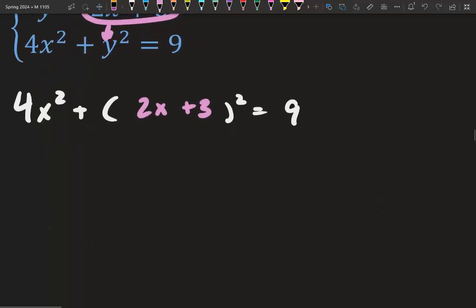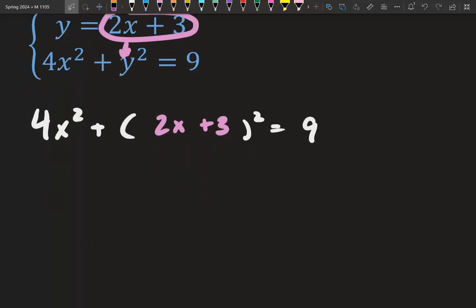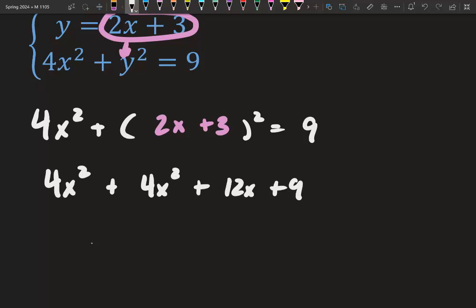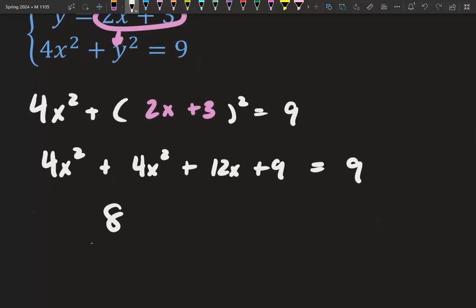Alright, that means we need to square 2x plus 3. So don't forget that you need to square it. So when we square it, we have 4x squared. That doesn't change. But when we square 2x plus 3, we get 4x squared plus 12x plus 9. And that equals 9. Let's combine like terms. We have 8x squared plus 12x plus 9 equals 9.